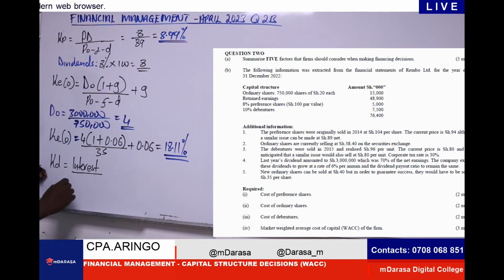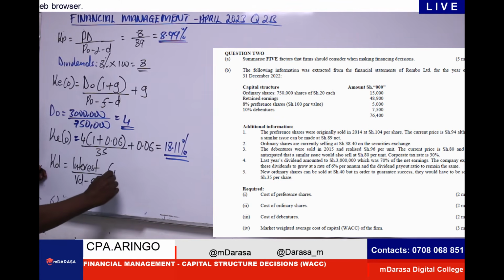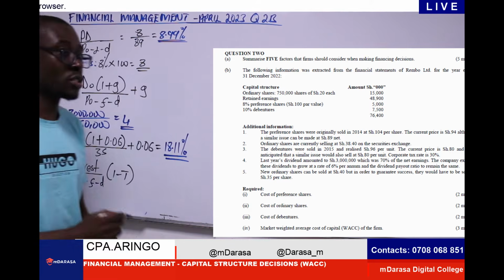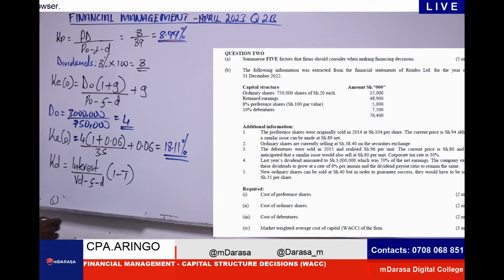All of this you are going to divide by the value of the debt, if at all I'm having any flotation cost, and if at all I'm having any discount. I should not forget that we are looking at the after tax cost of debt. So therefore, 1 minus t.